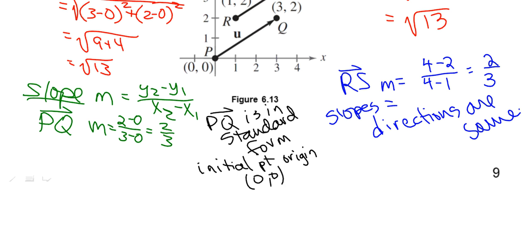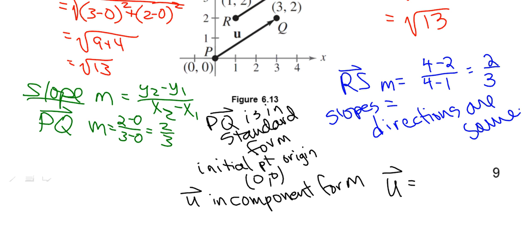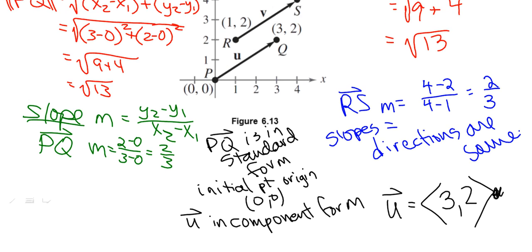And so I can put U, which is the same as vector PQ, in component form, or write it in component form. And so I'm going to say U in component form is vector U is equal to 3, 2. And notice I'm not putting it in parentheses. So really, the component form of vector RS or vector V is also 3, 2. Do you agree?